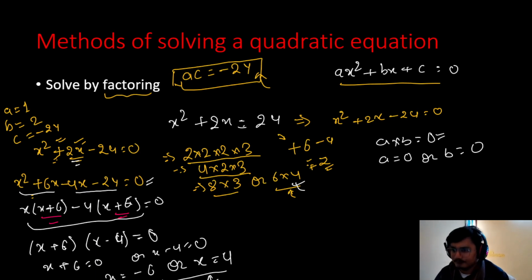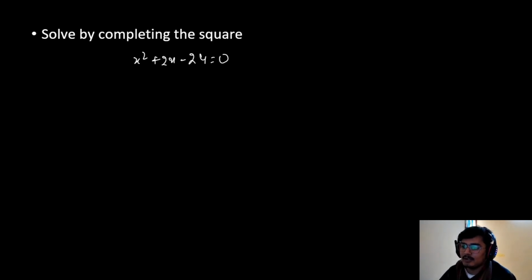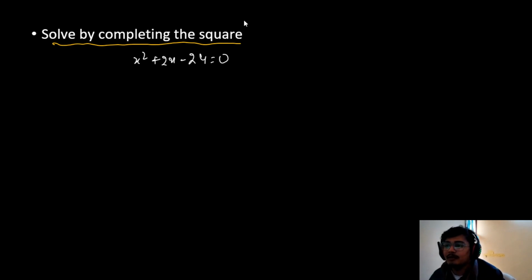Let's take the same equation here, that is x square plus 2x minus 24 equals 0. We have taken this same equation. Now, as the name suggests, we have to solve it by completing the square. We have to make the square. So let's go.